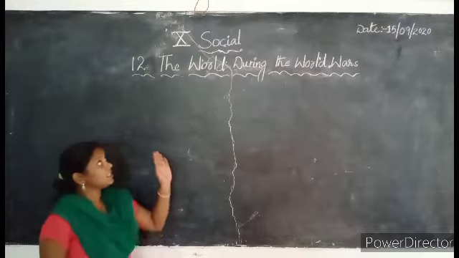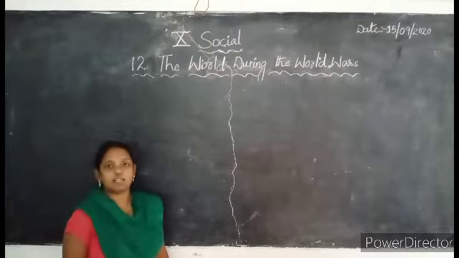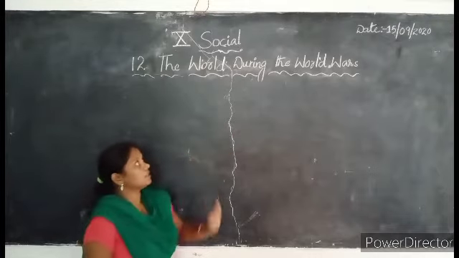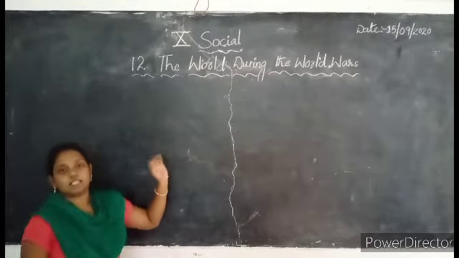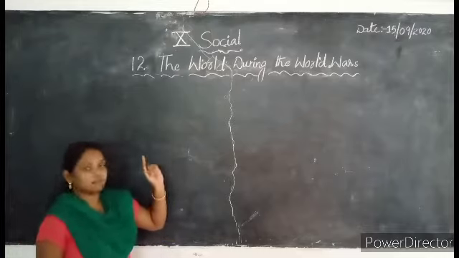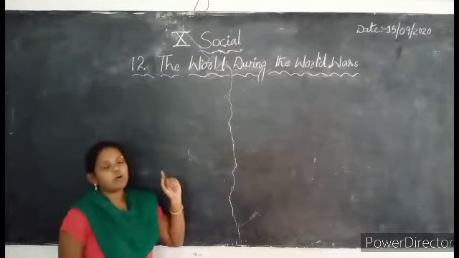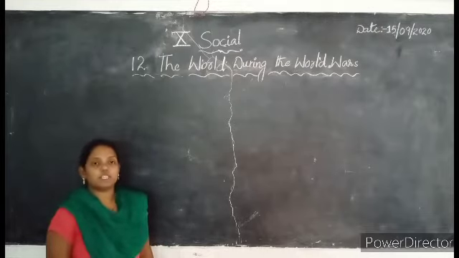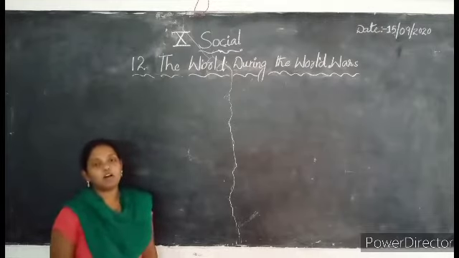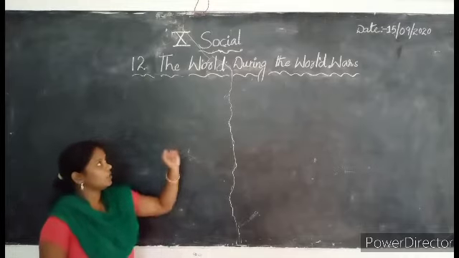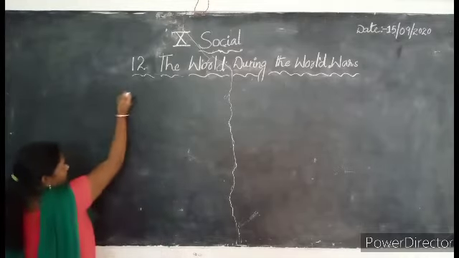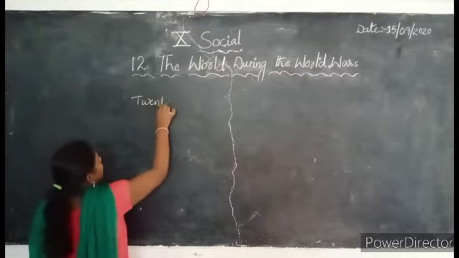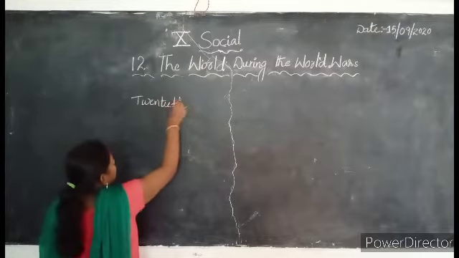This lesson is part 2 of the social studies: the world during the World Wars. In this lesson we are going to discuss the world between the World Wars. What are the causes and the consequences of the World Wars? Again, the formation of the great institutions and organizations like the United Nations. So, let us discuss the 20th century.